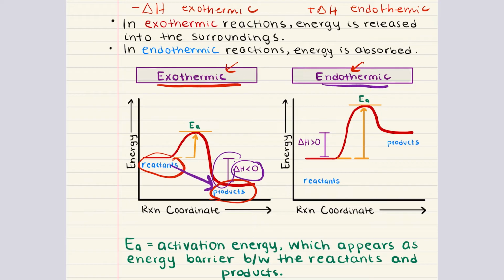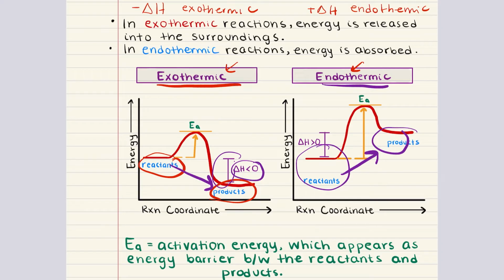Then we have endothermic reactions. In an endothermic reaction, the energy diagram shows the reactants at a lower energy level than the products. And so the progression of the reaction requires an uphill climb in energy. So it's absorbing heat from the surroundings.